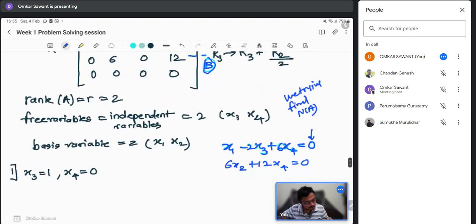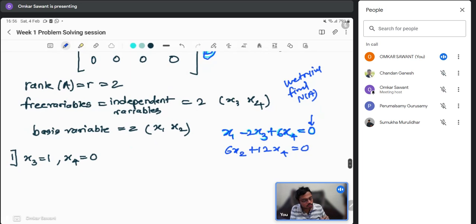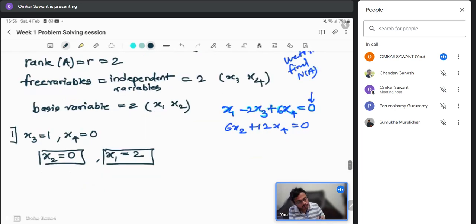Correct? So if you put x3 equal to 1 and x4 equal to 0, what will be the values of x2 and x1? x2 equals 0 and x1 equals 2. Correct. Then you have to find for x4 also, right? Are you guys following? Yes, sir. Okay, find out for x4.